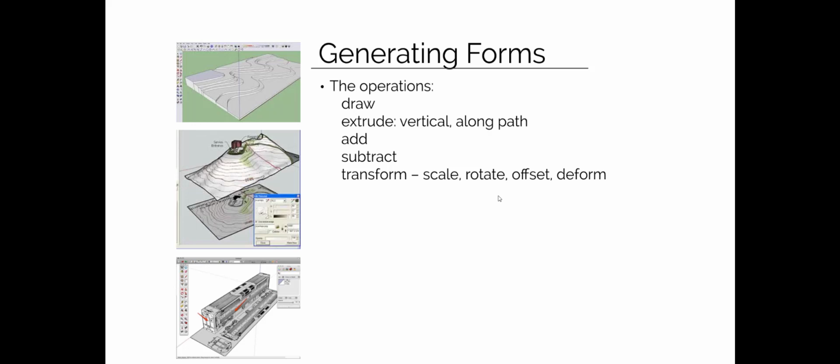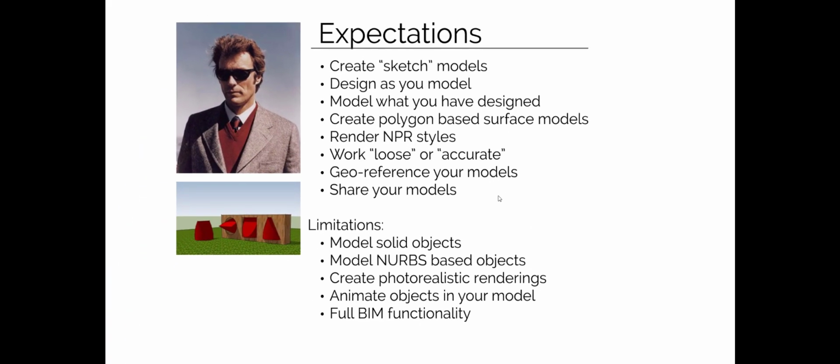Generating forms in SketchUp is pretty simple. There are not that many choices. We draw shapes, we extrude them either vertically or along a path, and then we can add and subtract them, and we can create new forms by transforming things like scale, rotate, offset, and deform. So if you understand those basic operations, you can figure out how some software uses different terminology for that, but it's really just a handful of operations that if you understand that, then you can understand how the tools work more easily.